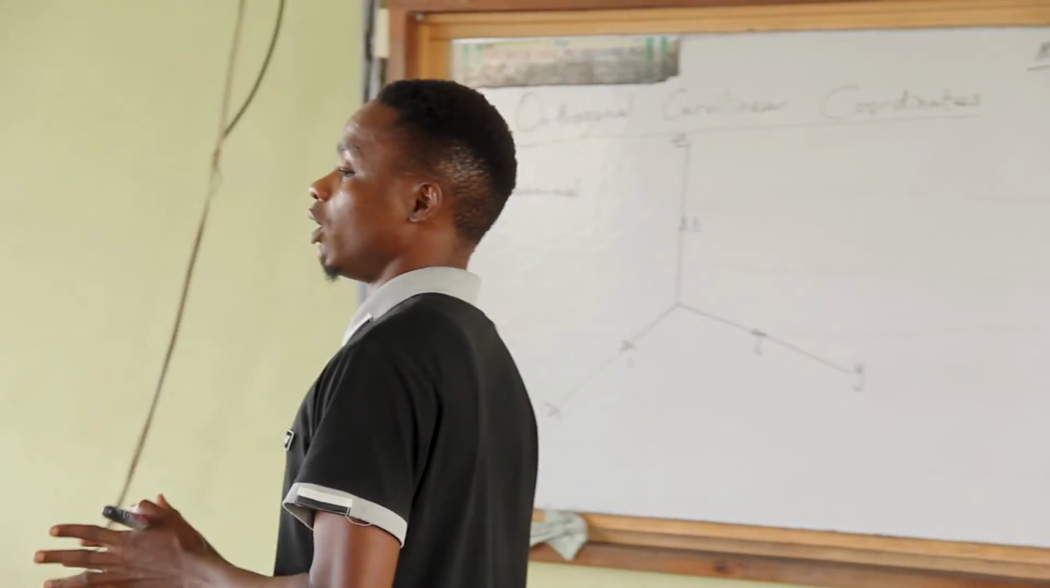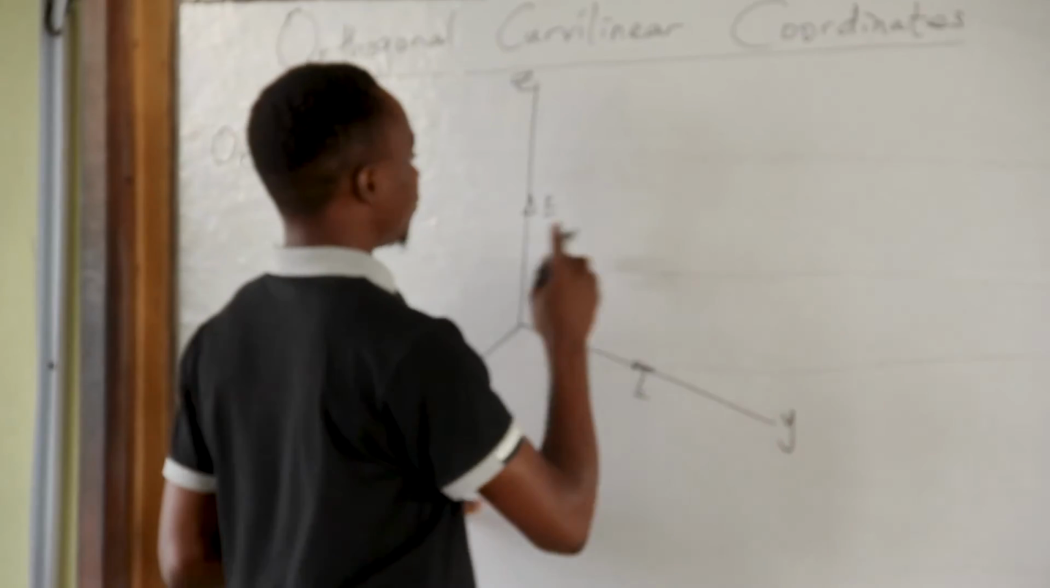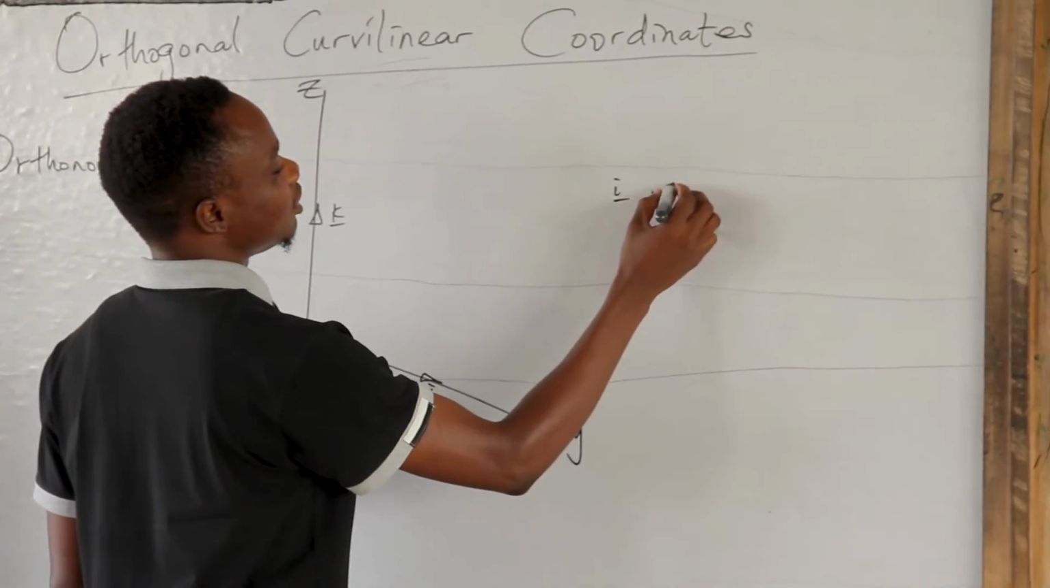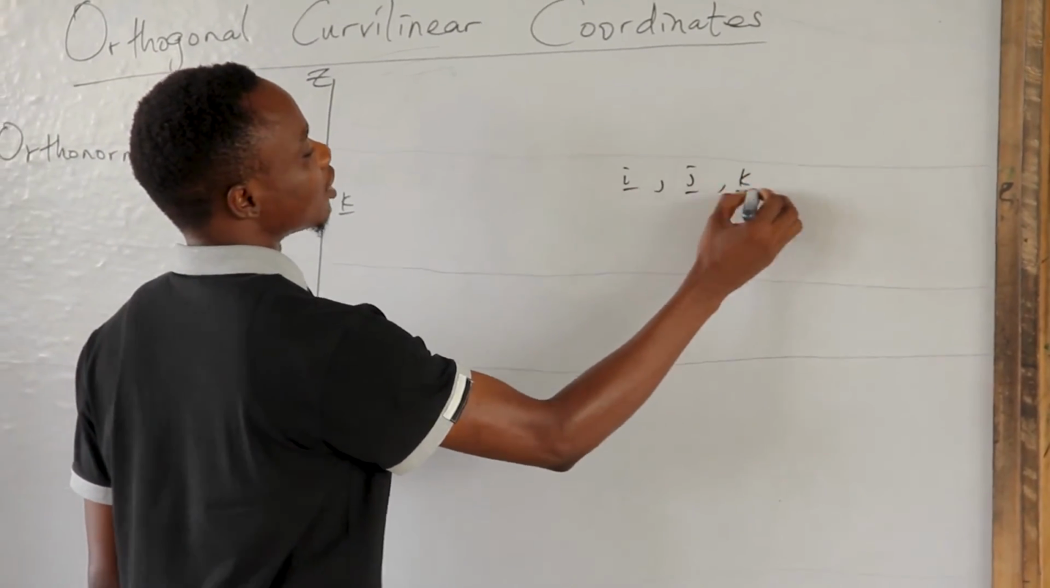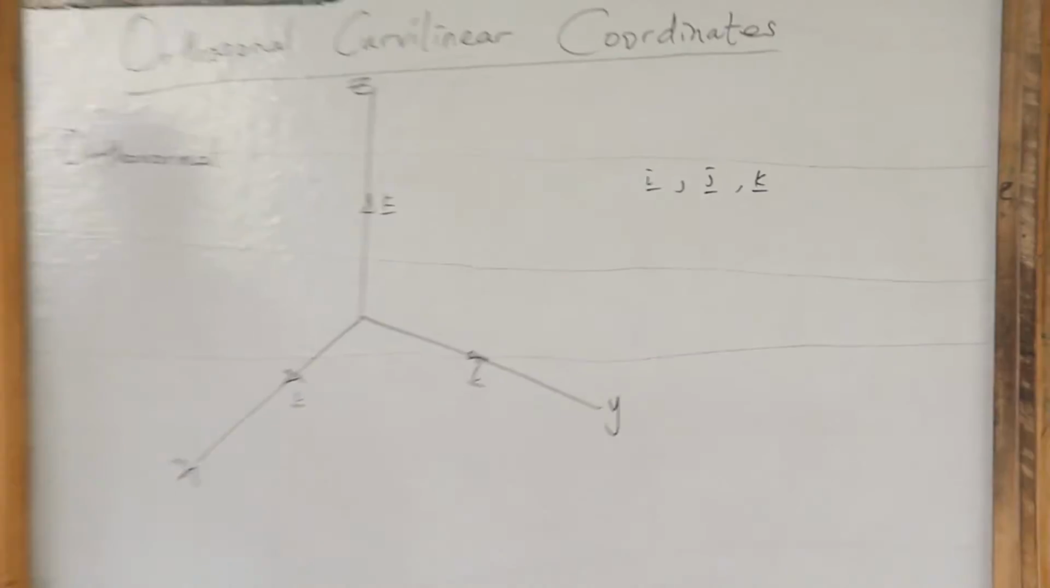Orthonormal means mutually perpendicular unit vectors. Orthogonal means mutually perpendicular vectors. They are not necessarily unit vectors. For instance, the vectors i, j, k, I can say they are orthogonal. Why? Because they are mutually perpendicular. Mutually means that if I pick any pair, they will be perpendicular to each other.